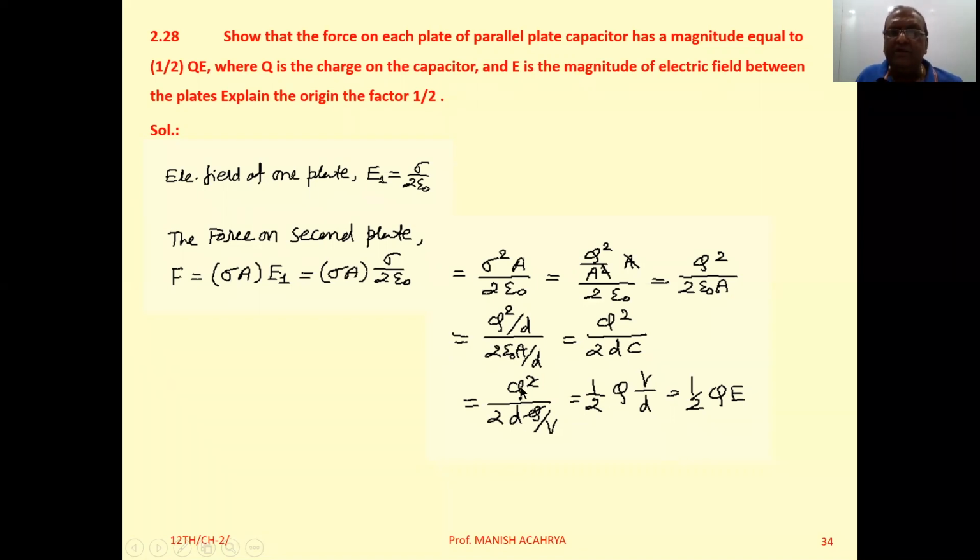Now Q square upon 2DC can be written with C replaced by Q by V. So one Q is cancelled. Take this V in the numerator. So half into Q into V by D. But V by D is the electric field E. So resultantly our equation is half into Q into E. Clear up to this one?